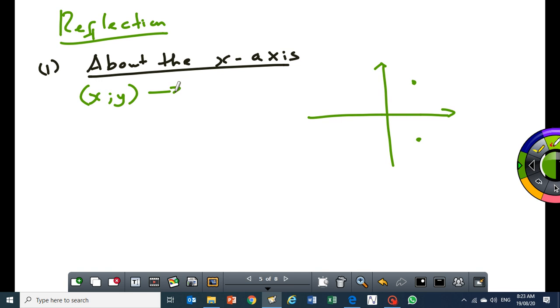Let's say a point was here, and you reflect about the x-axis. Remember, the x remains the same, but the y changes. At this point here, y is negative. If you reflect about the x-axis, it will get to that point, and the y becomes what? Positive. So the rule for this will be (x, -y).